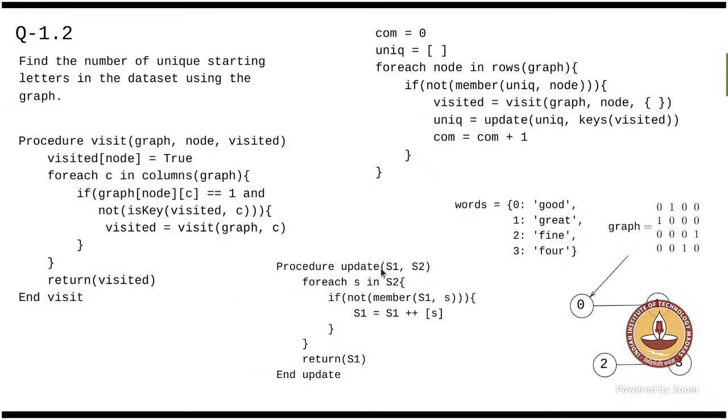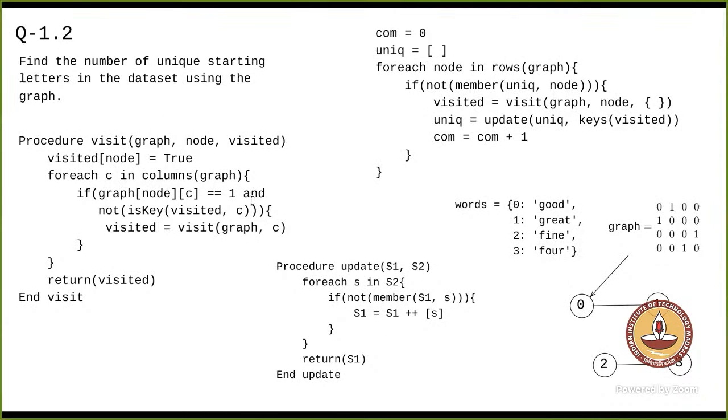So assume that S1 to begin with has unique elements, 0, 1, 2. Now, if S2 is also 0, 1, 2, what will happen to S1? I mean, what will happen to update of S1, S2? It will not disturb S1, right? Let me just take this procedure alone and show it to you. It's important to understand this procedure. Let me share the screen instead.